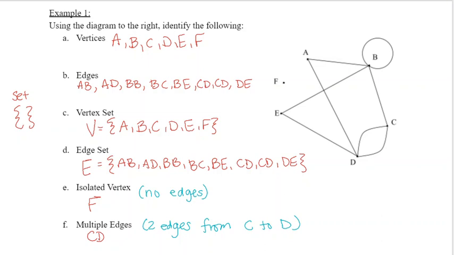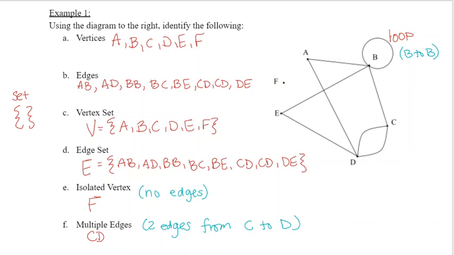And as we mentioned earlier, this is a loop because it connects B to itself. So those are the vocabulary words that we're going to start with for today.